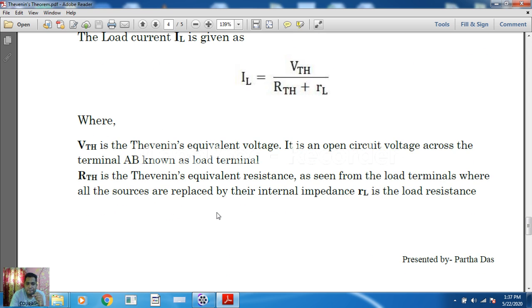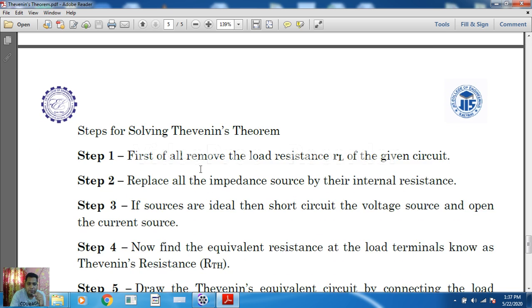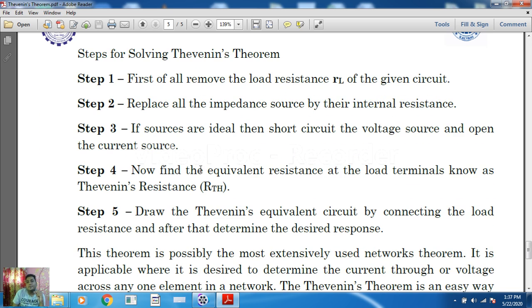For your better understanding, these are the steps I have told. First, remove RL. Next, find the open terminal voltage. Next, find the RTH of the circuit: after removing all the sources from the circuit, view from the open terminal and find the equivalent resistance, which is known as the Thevenin's resistance. In the last step, make a new simple series circuit containing VTH, RTH and RL all connected in series, and find the series current, which is our load current.